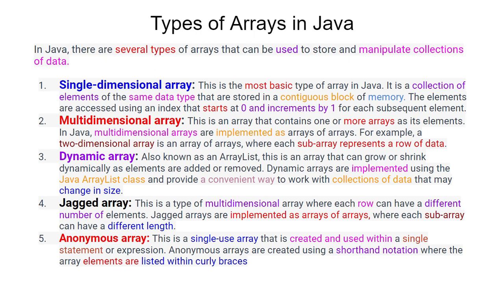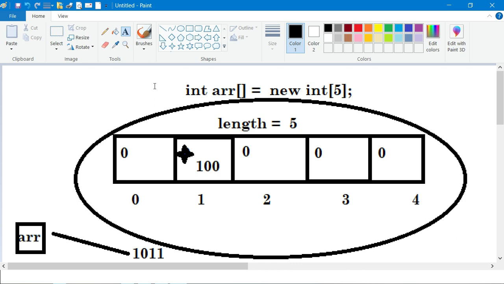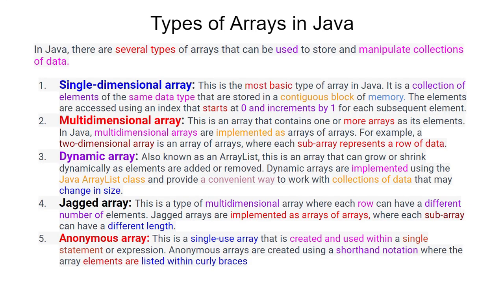So here you can see I have categorized the array, which is the single dimensional array. As of now we have discussed this array, which is int array, single square bracket, equal to new int single square bracket. That is called a single dimensional array. This is the most basic type of array in Java.